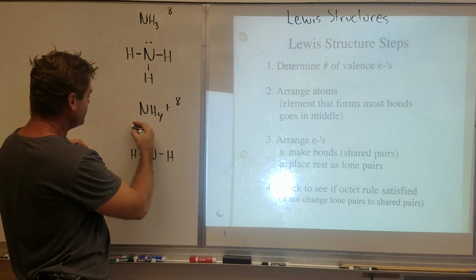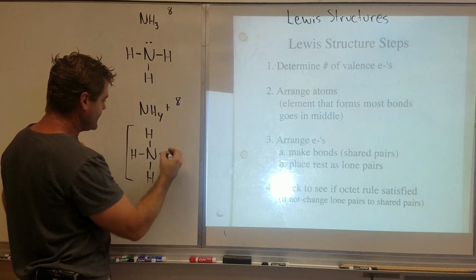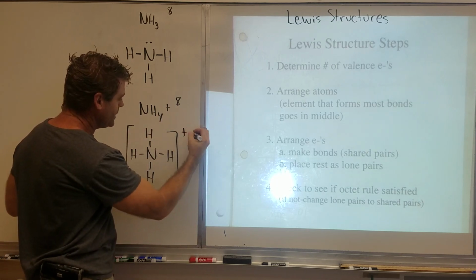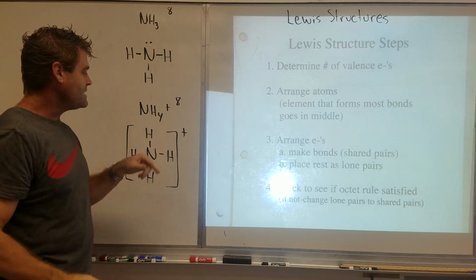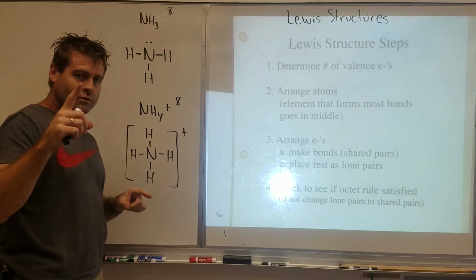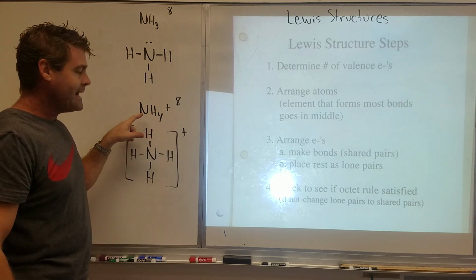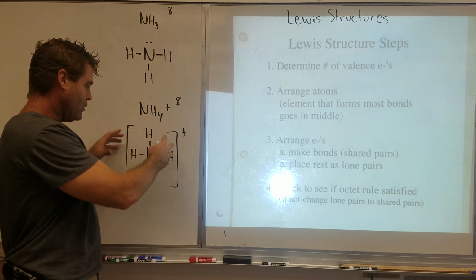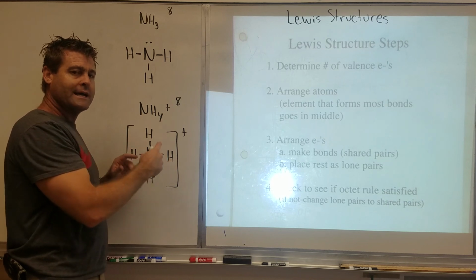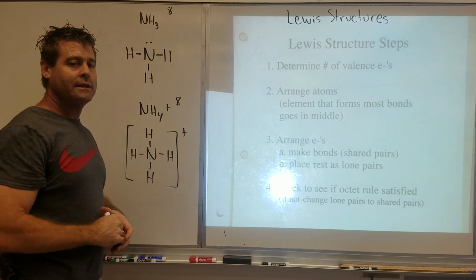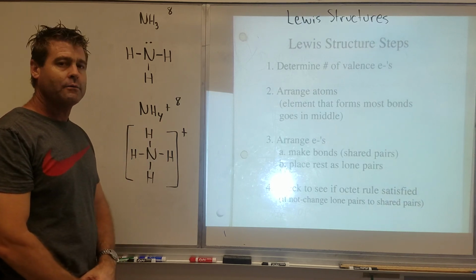And the last thing you do, because of the charge, there's just one little last thing. You put in brackets and then you put a positive on the outside. What you're saying is the whole thing has lost a total of 1 electron. The 1 electron has not been lost by the hydrogen or the nitrogen necessarily, but the whole molecule has 1 less electron than it would otherwise have.